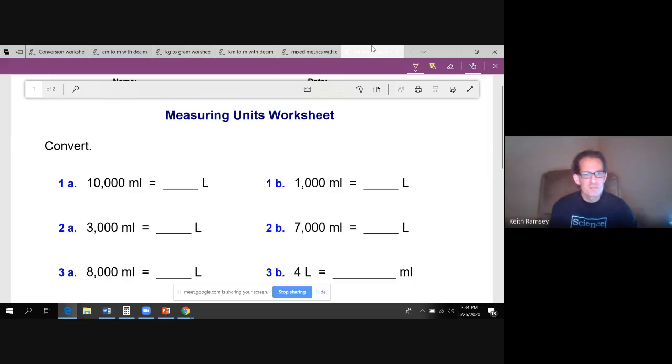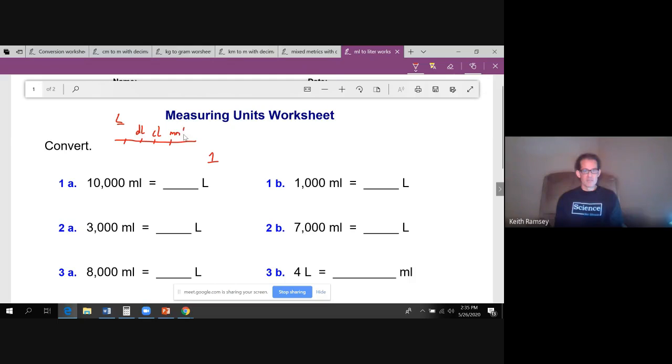Last one, let's look at milliliters and liters. So again, what are your units of 1? A liter is for liquid, gram is for mass, meter is for length. So this is a unit of 1. This is milli. That's really, really small. So on my chart, here's a liter, 1 liter. Here's a deciliter. Here's a centiliter. And here's that milliliter, okay? Really small.